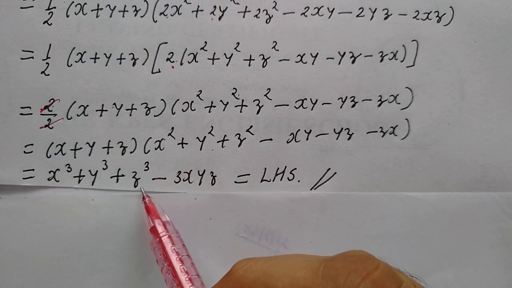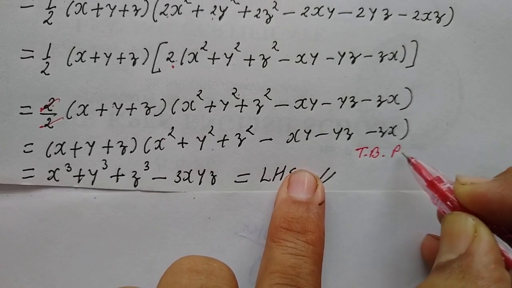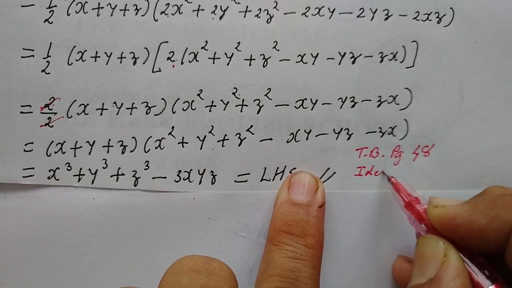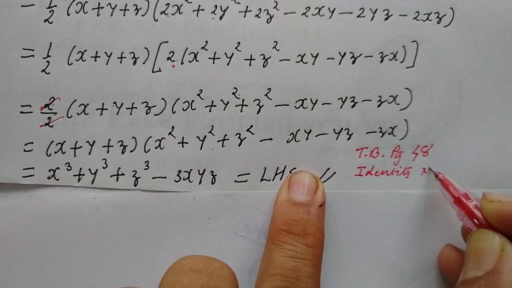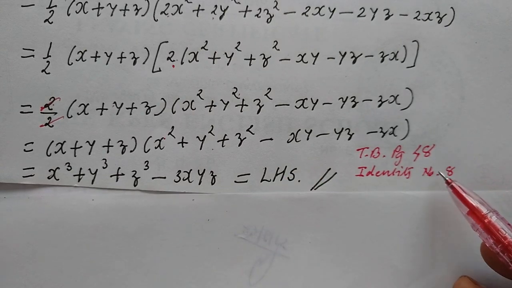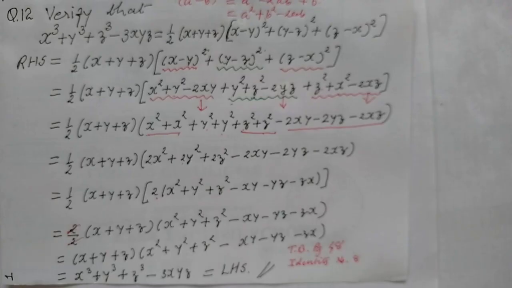Now see, children, from this we have written this. This is textbook page number 48, identity number 8. Okay, so children, you refer to this, you can understand how we have obtained this. So now children, the entire view of this problem you can see on your screen. Okay, one by one step you can once again write if you have not written properly. Clear, children?